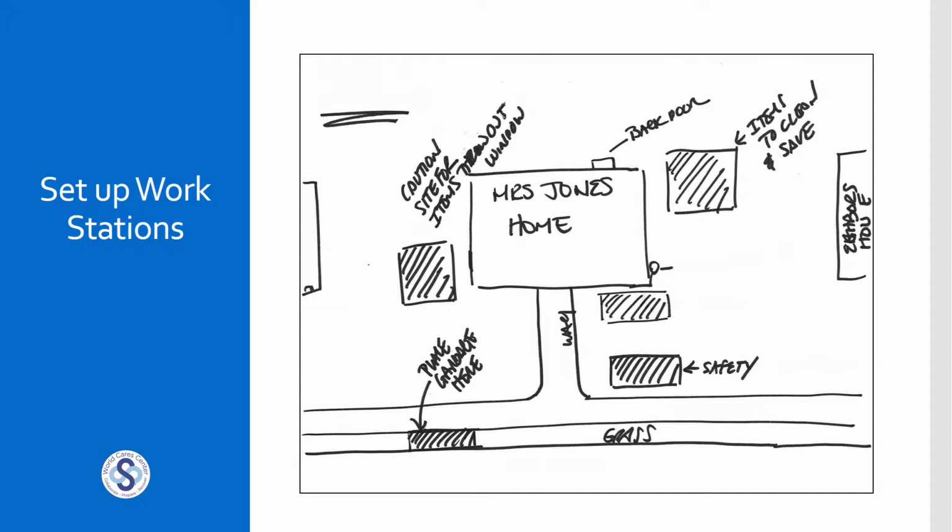You also want to set up your workstation properly, taking a look at the home, where your exits are, and how you lay out a safety station, where you'll place garbage according to the rules and regulations of the town that you're working in. You might want a caution area where people will be throwing items out of the window, and you want to make sure that other volunteers aren't walking underneath that window. You might also want to put down a tarp to put items that need to be cleaned and saved.